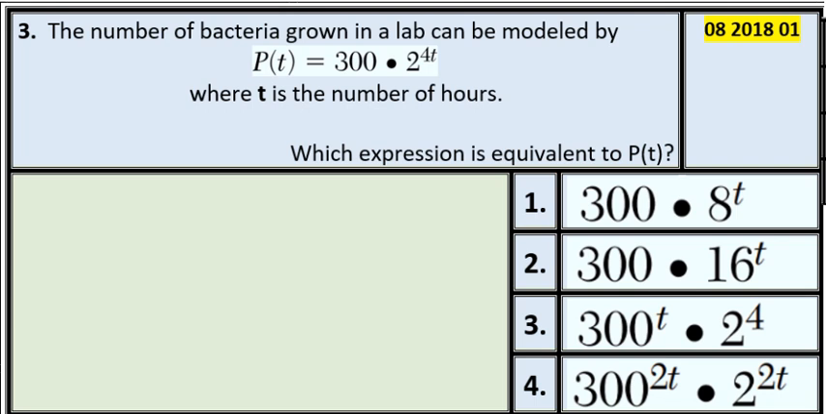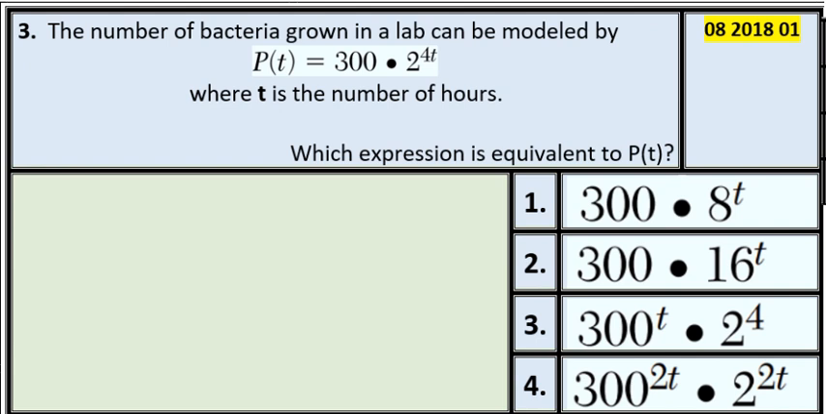Okay, question 3. The number of bacteria grown in a lab can be modeled by P of t equals 300 times 2 raised to the 4t power, where t is the number of hours. Which expression is equivalent to P of t? Whenever I see "is equivalent to," that tells me that this original is the same as one of my 4 answers. So there's a lot of ways we could do this.